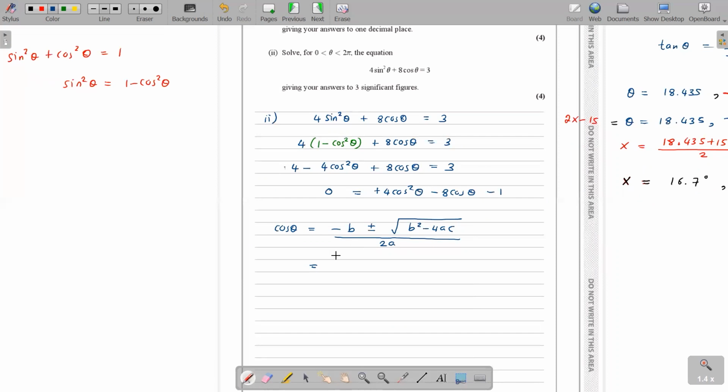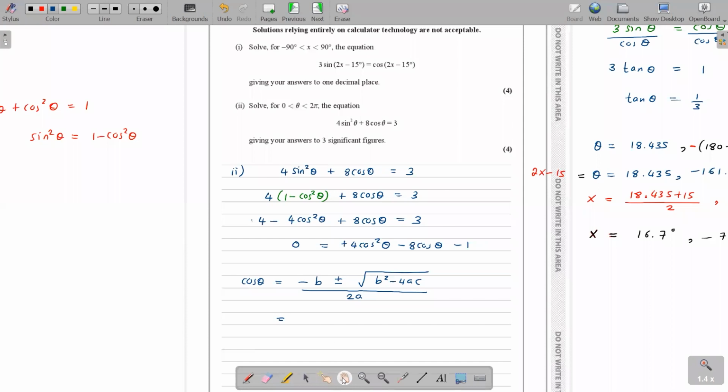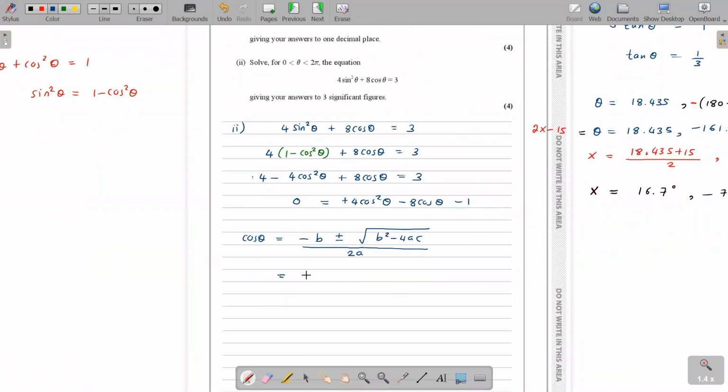Okay, so what do I get here? Substitute the values. Input the values here. So B is minus 8, right? A is 4 here. B is minus 8 here. C is minus 1, right? So I get minus minus 8 plus or minus square root. B square is minus 8 square, minus 4 into A, which is 4, into C, which is minus 1. Divide by 2 times A, which is 4. Do you agree with me?